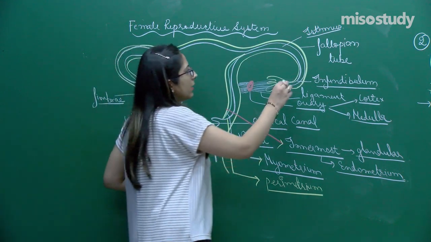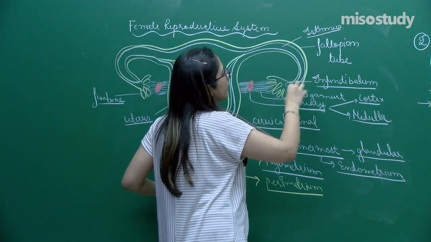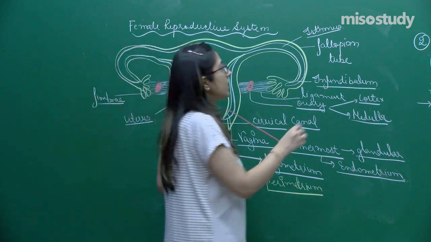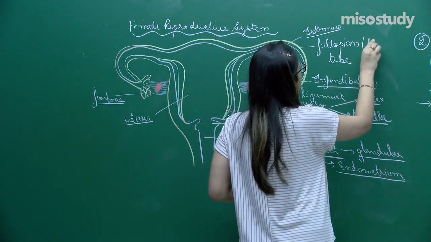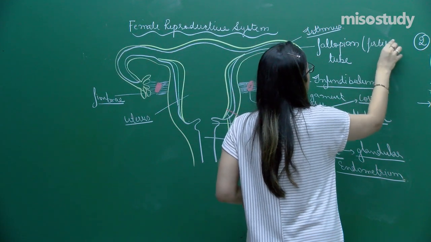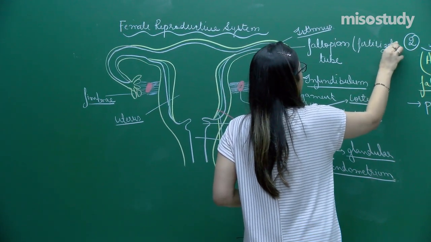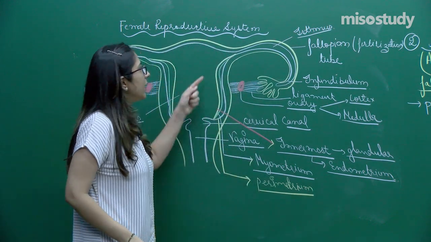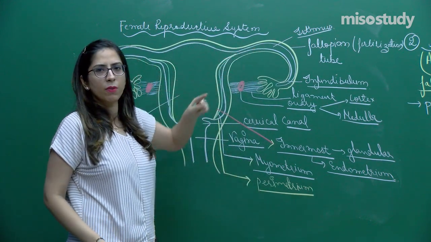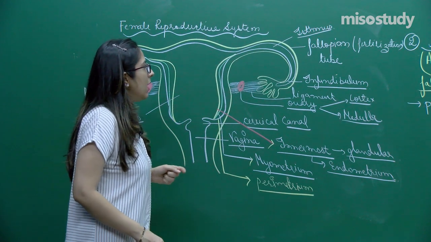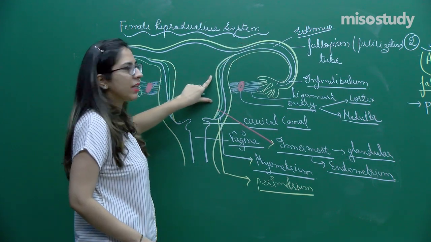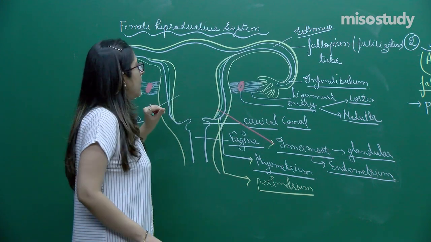After this, we have another tubal region called the fallopian tube. And the fallopian tube is the region of fertilization. Very important question. In this, the fertilization happens. The sperm travels from the vagina, comes over here, and this is the region where fertilization happens. Once fertilization happens, the zygote which is formed comes over here and implantation happens in the uterus.